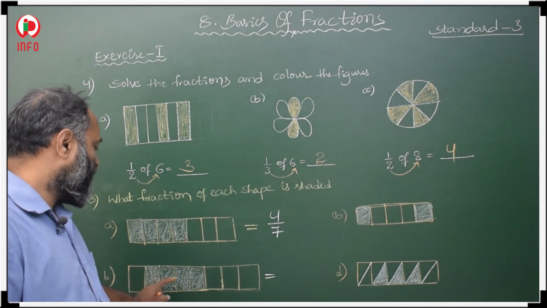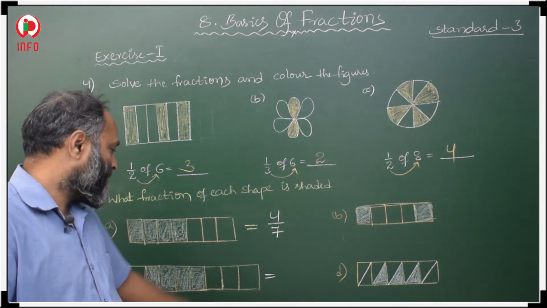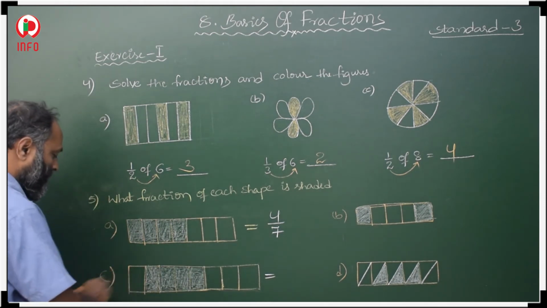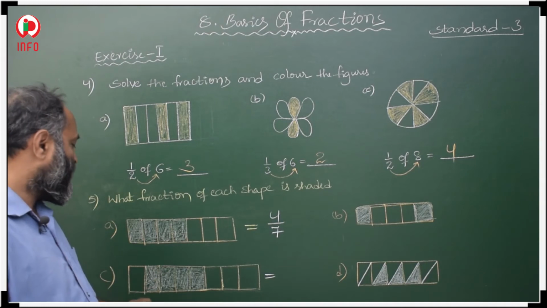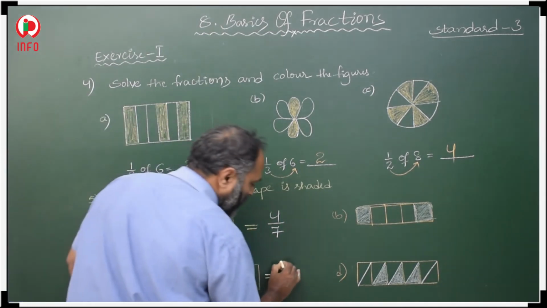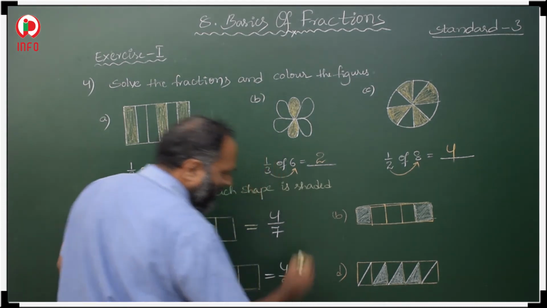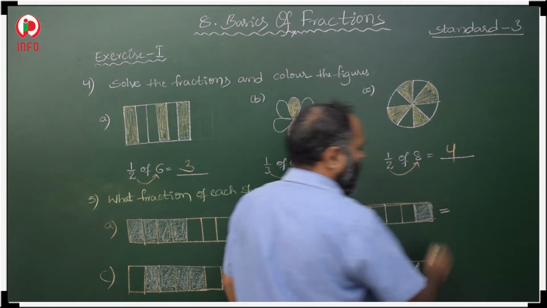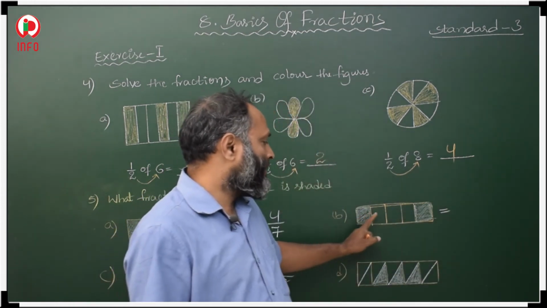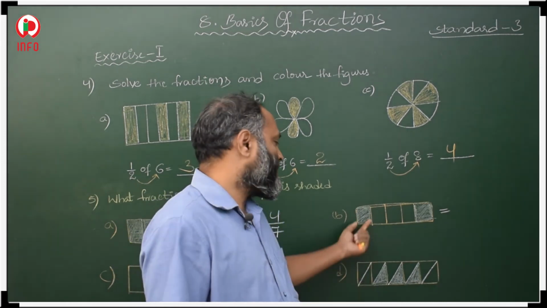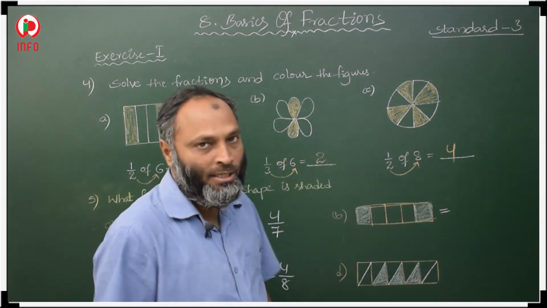Here also we have to count equal parts. 1 2 3 4 5 6 7 8. This is question number C. In these 8 parts, 1 2 3 4, 4 parts are shaded, means 4/8. Here we have to count equal parts. How many equal parts are there? 1 2 3 4 5. In these 5 equal parts, 2 parts are shaded, that is 2/5.